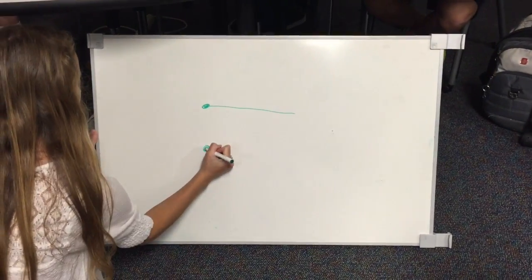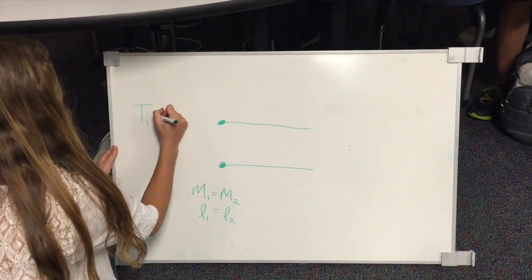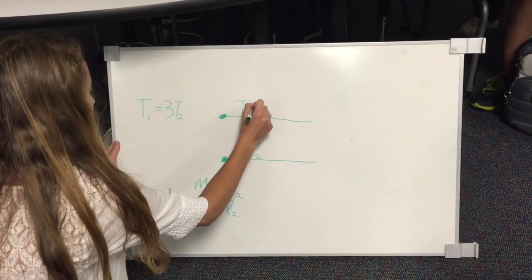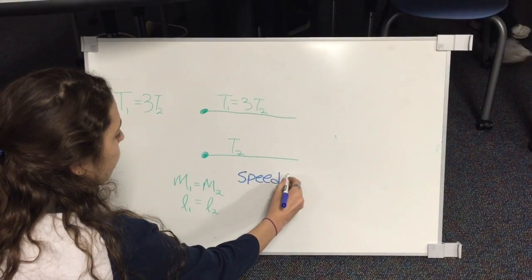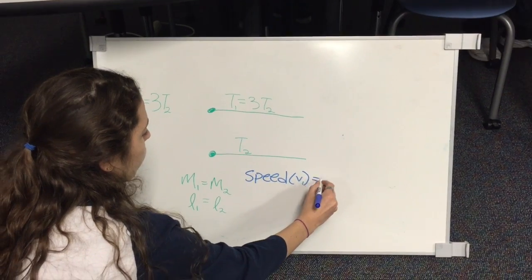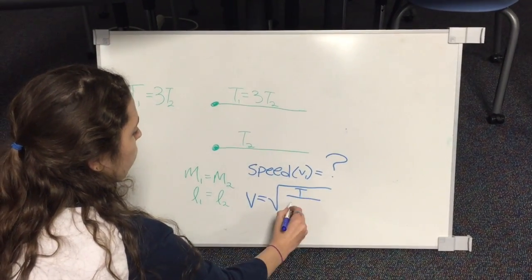Sample question number 2. Two strings have the same mass and the same length. The tension in string 1 is 3 times the tension in string 2. The speed of a transverse wave on string 1 is how many times the speed of a transverse wave on string 2? To solve this, we will plug the values we know for string 2 into the equation.